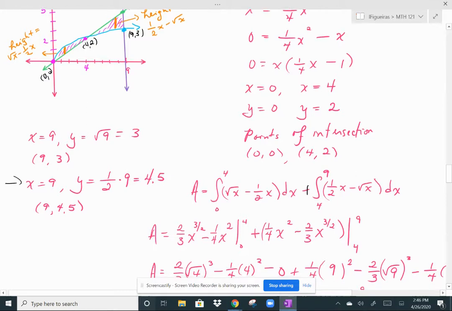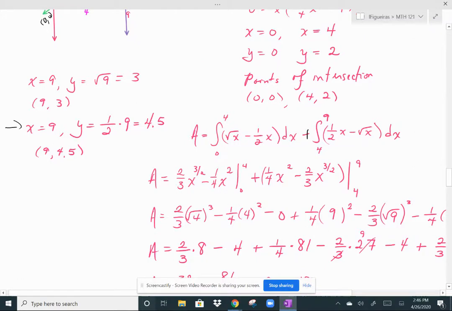Then we have to take the antiderivative. And we add the two integrals because we want the total area. So for the first antiderivative, the square root of x is x to the 1/2.